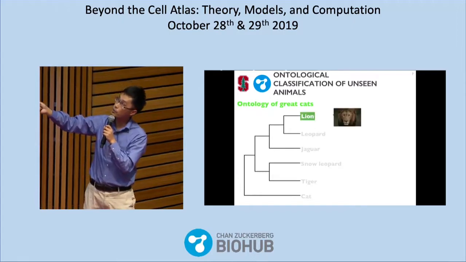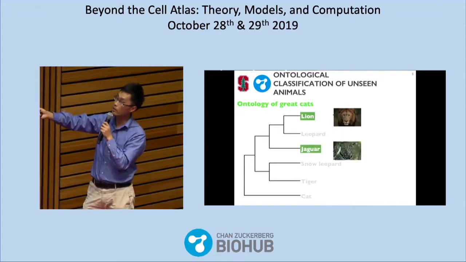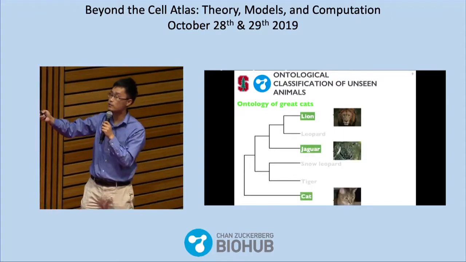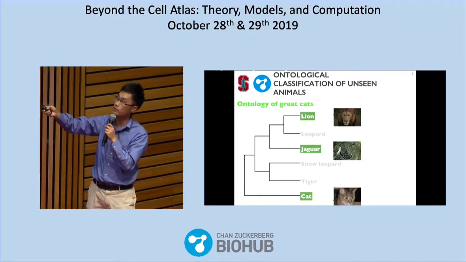We have never seen those 6 different animals before. And now we have some training data. We have training data of lion, we have training data of jaguar, we have training data of cat. So we know how those 3 animals look like, but we still don't know the remaining 3.